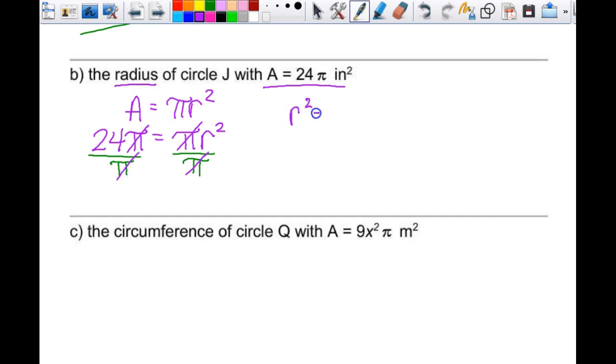So then r squared equals 24. So r is the square root of 24. Is that a perfect square? No. So what do we have to do? Simplify. So what does r equal? Good. 2 square root of 6.